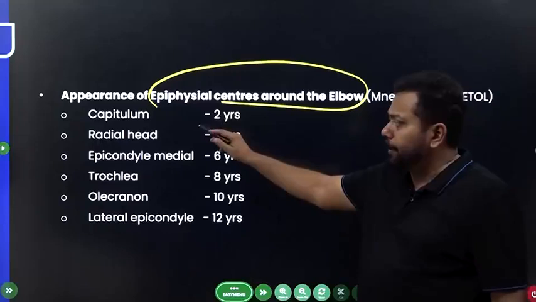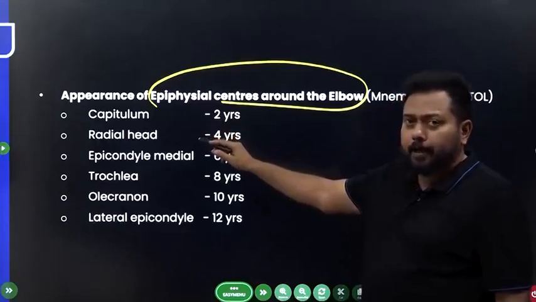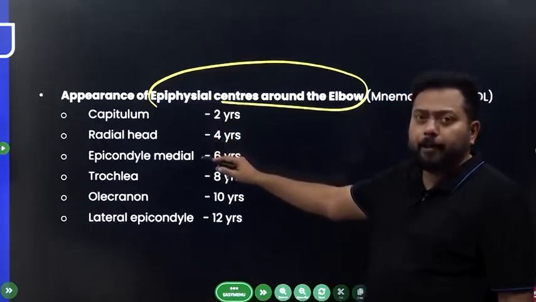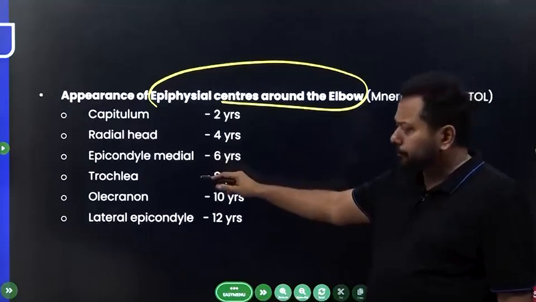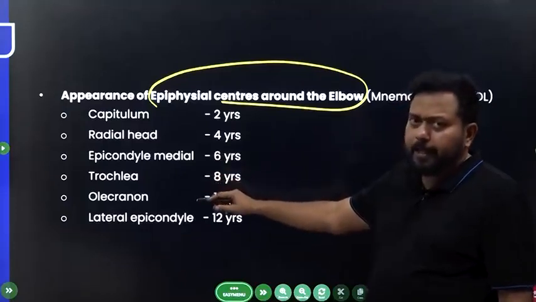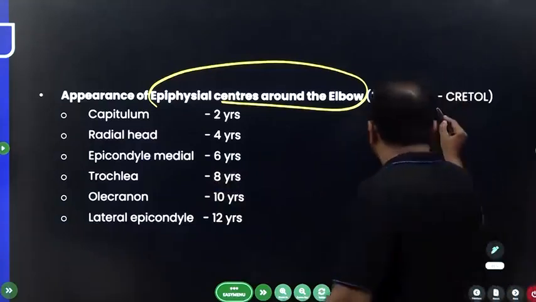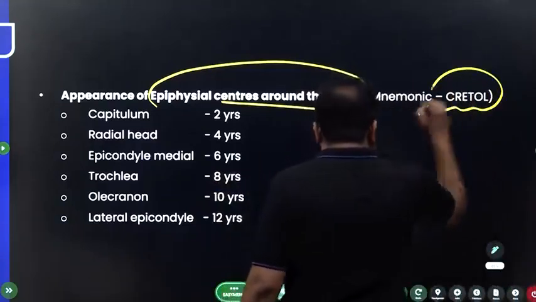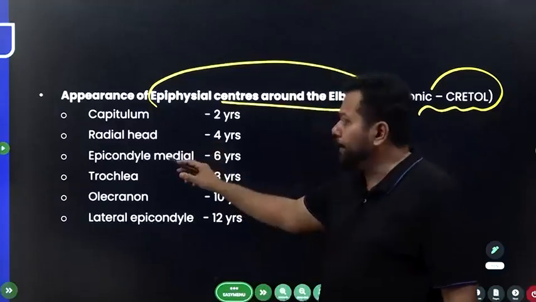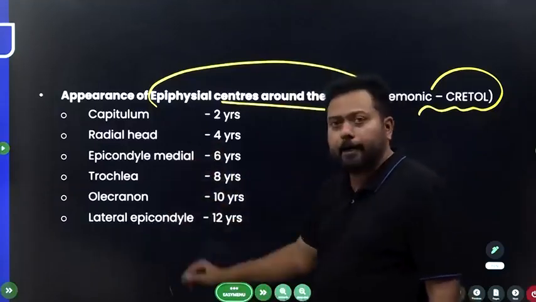C stands for capitulum, R stands for radial head, E stands for medial epicondyle, T stands for trochlea, O stands for olecranon, L stands for lateral epicondyle. CRITOL, C-R-I-T-O-L. Look at this mnemonic. Don't forget this golden mnemonic. Okay, capitulum, radial head, medial epicondyle, trochlea, olecranon, lateral epicondyle.